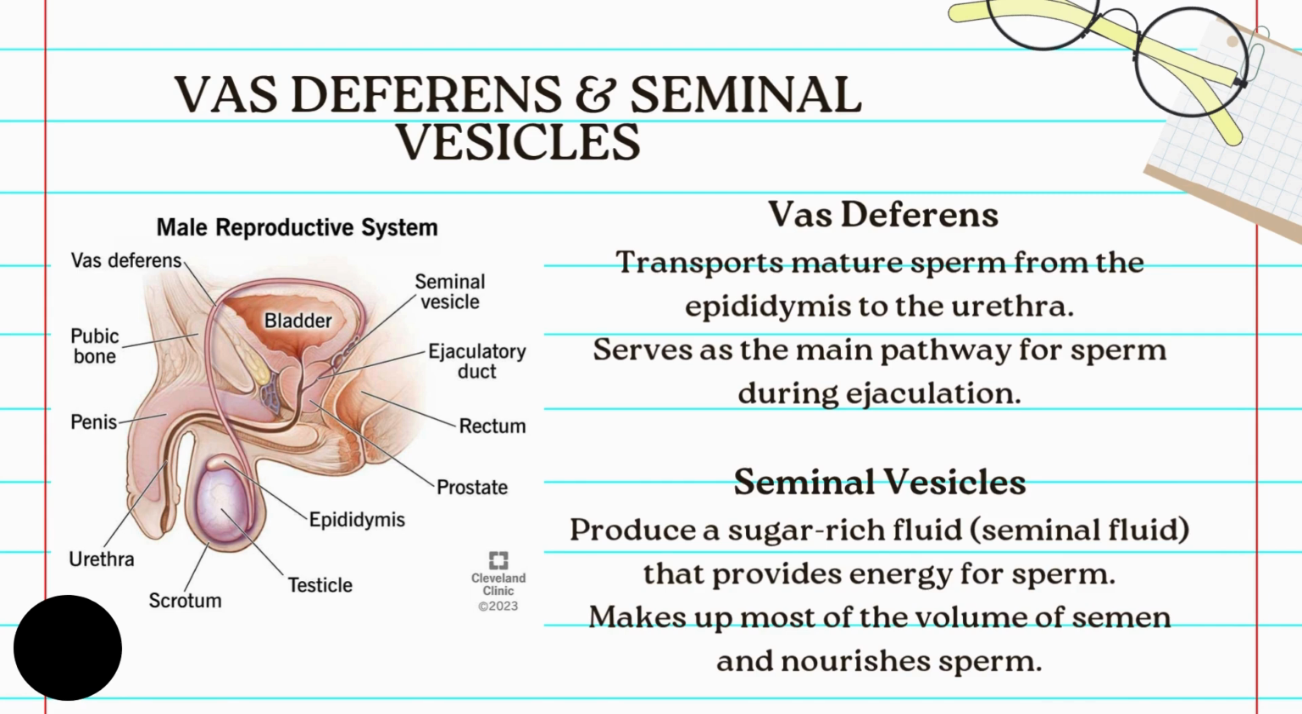So semen is just the liquid that the male produces when he ejaculates. It's a mixture of sperm and those other fluids that help nourish the sperm and give it the ability to survive. So that's what semen is.